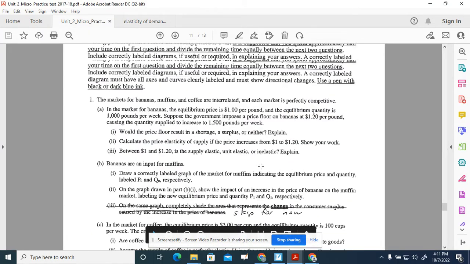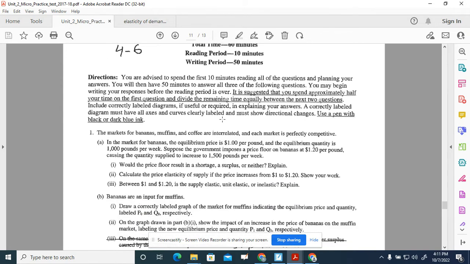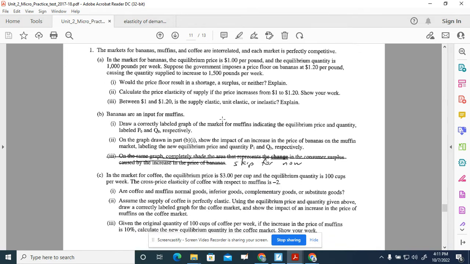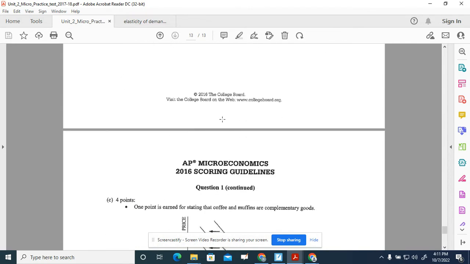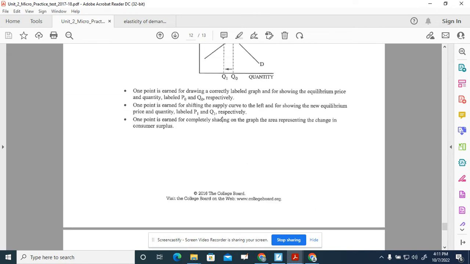All right, students, this is Mr. Parson. We're covering this question from the very end of our practice test. This is from the 2016 Microeconomics exam. Question number one on bananas, muffins, and coffee and how these markets are interrelated. Remember, the key for this question is actually here. So feel free to use that to help you understand the answer better.